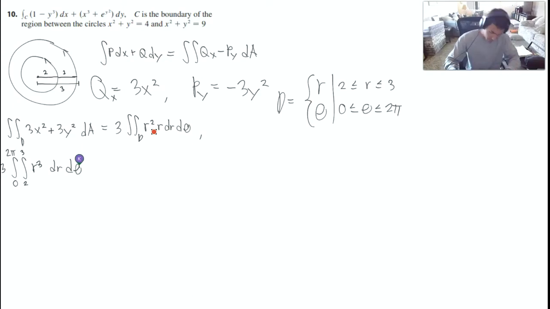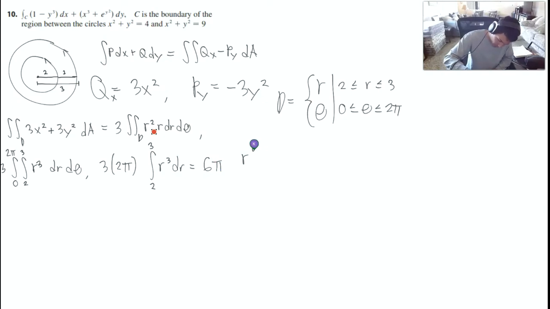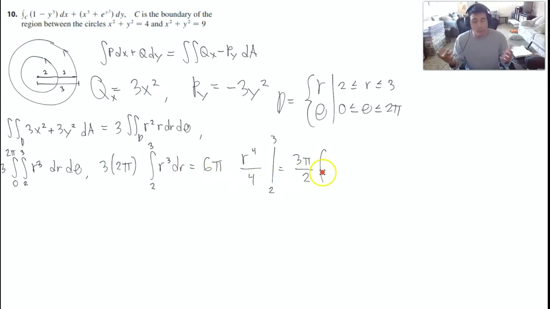dr d theta. And as we can see, this is going to be 3 times 2 pi, times the integral of 3 to 2 r cubed dr, which is the same thing as 6 pi r to the fourth divided by 4, 3 to 2. And I'm going to factor out the 4, so I'm going to write this as 3 pi over 2. And 3 to the power 4, 3 squared is 9, 9 times 9 is 81, so 81 minus, and 2 to the power 4 is 16.